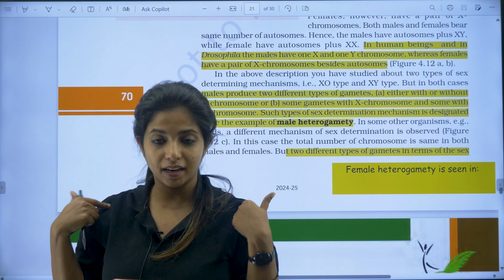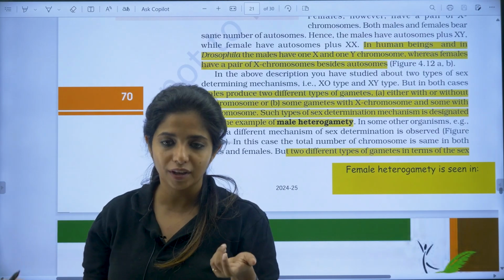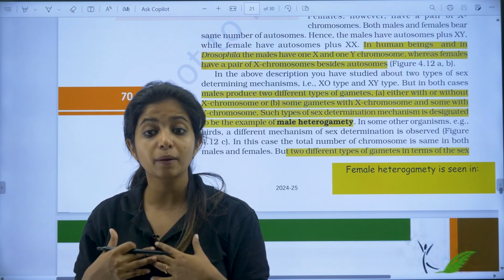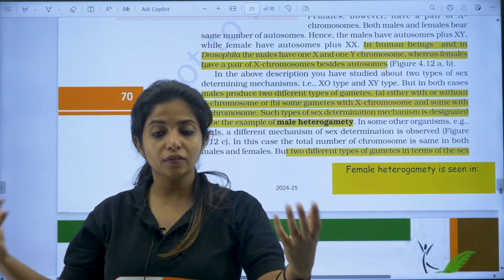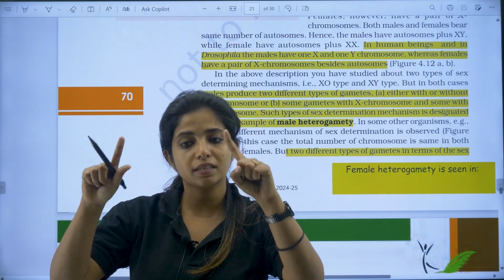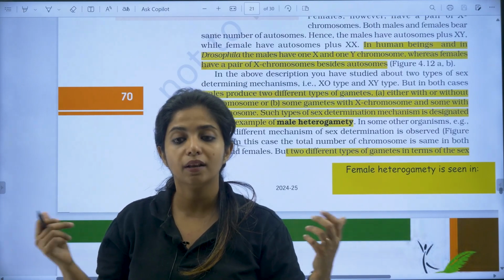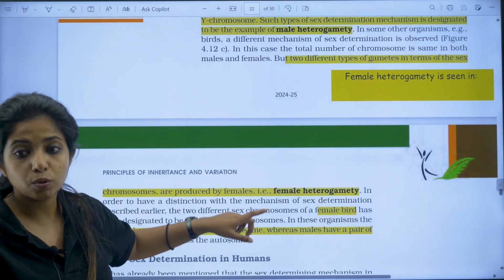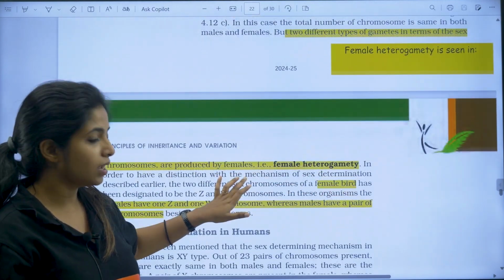So basically two types of gametes are being produced by the males. In XY, in our case, males show heterogamety. They produce two types of gametes. Whereas females show homogamety. Both of the gametes which are produced by the females are XX. So it is female homogamety. Now there are cases where females show heterogamety. That is in birds, my dear children.